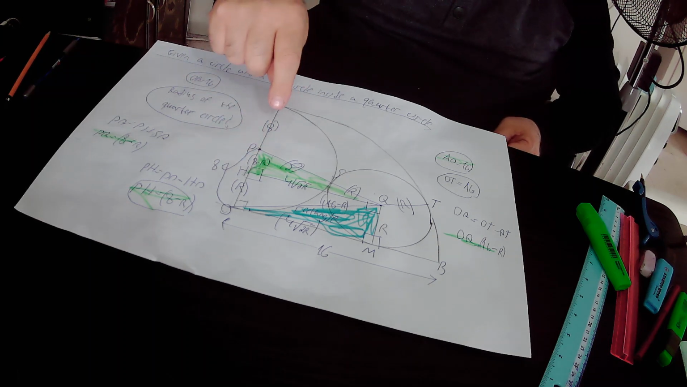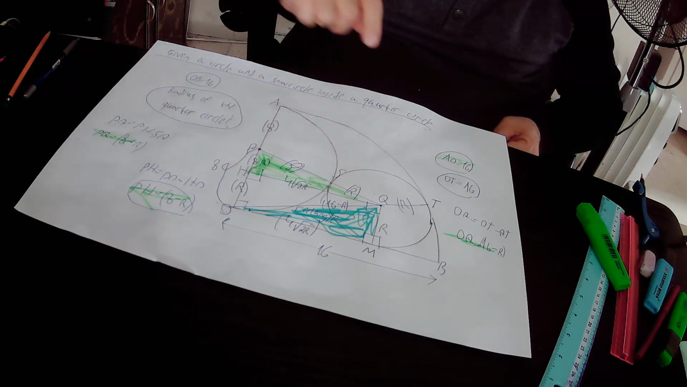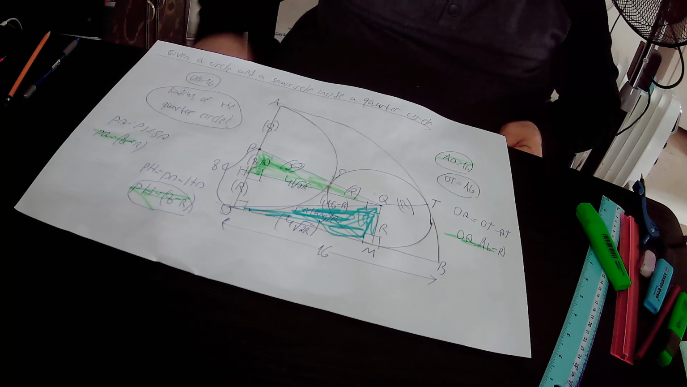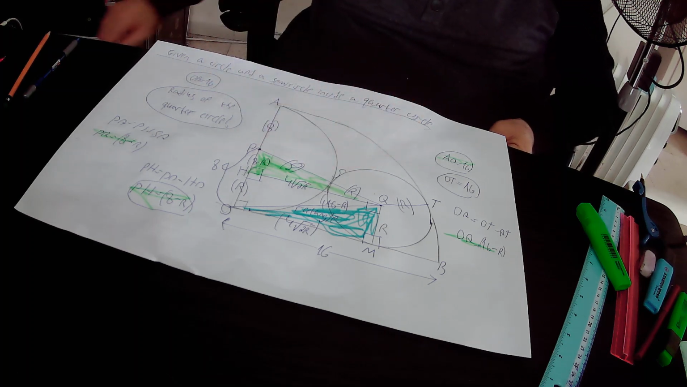In the next step, I copied the right green triangle PHQ onto a new page and implemented the Pythagorean theorem on this right green triangle, triangle PHQ.